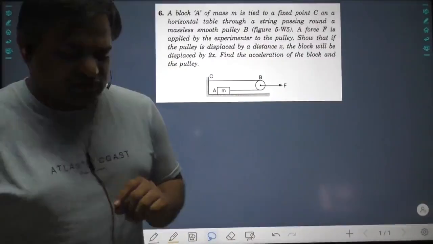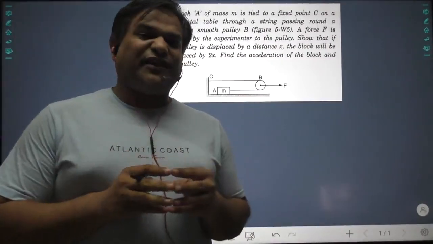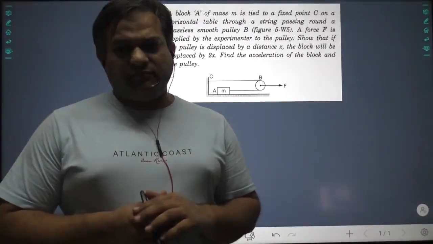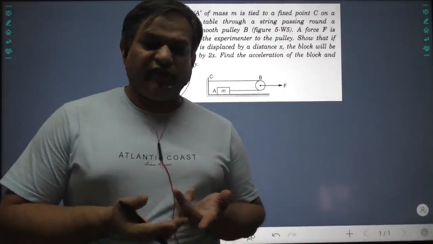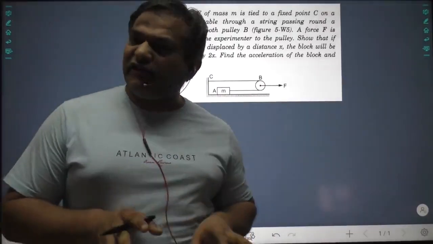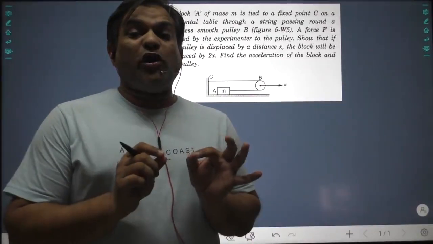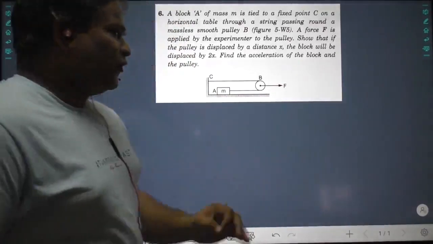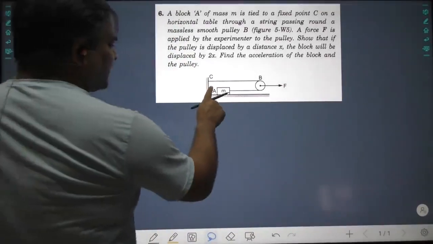See, in this particular question, the first thing is the free body diagram. In making a free body diagram, you only have to take two things. Number one, gravitational force. Number two, all contacts will exert a force. Nothing more than that.